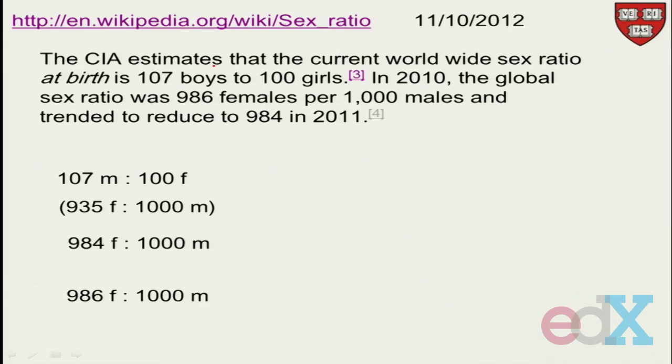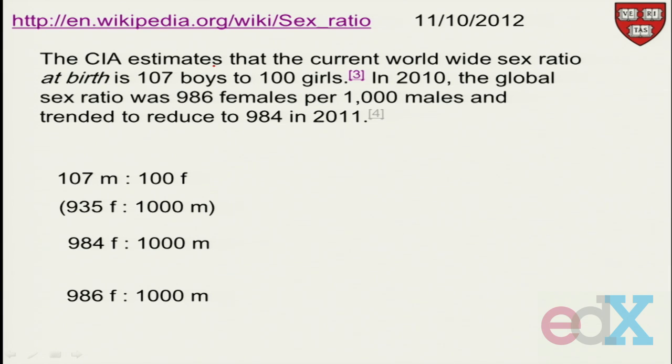But then I looked at this and said, wait a minute, what do we got here? Everybody understands what's stated here. I mean, it was a standard newspaper that wasn't trying to obfuscate anything. Everybody understands what you mean by 935 females to 1,000 males. Everybody understands 984 to 1,000. But what are we talking about here?